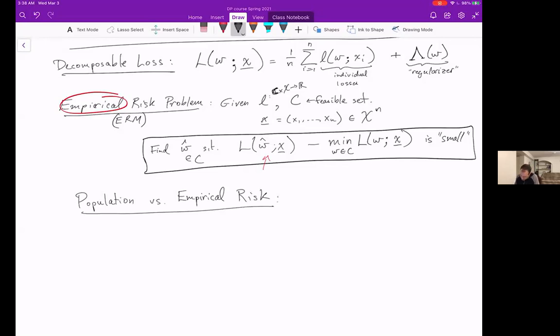So in this perspective, what we do is we suppose that the data we see are drawn IID from a distribution P called the population.